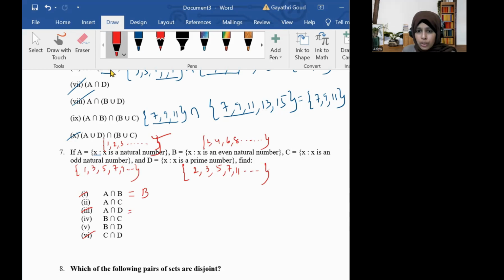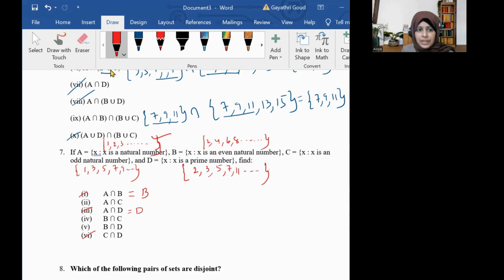Okay. Now moving on to A intersection D. This is A, this is D. A contains all natural numbers. D contains only prime numbers. So again, the intersection of these two would give me only the list of prime numbers, correct?